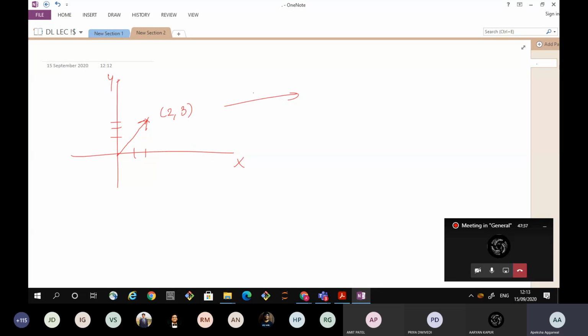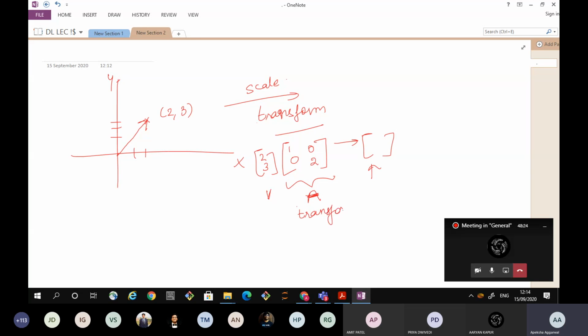Now what I want to do is scale this vector and transform it into some other vector. For transformation we know that we have a set of matrices. When we multiply any vector with that matrix, we get a new vector, and that is the transform matrix. So this is our transformation matrix A that we apply to this vector V. Here the vector is 2, 3, and let's say this is my transformation matrix, and this is my vector V.